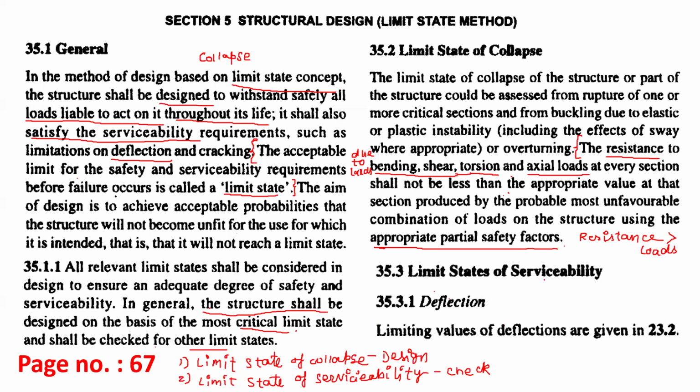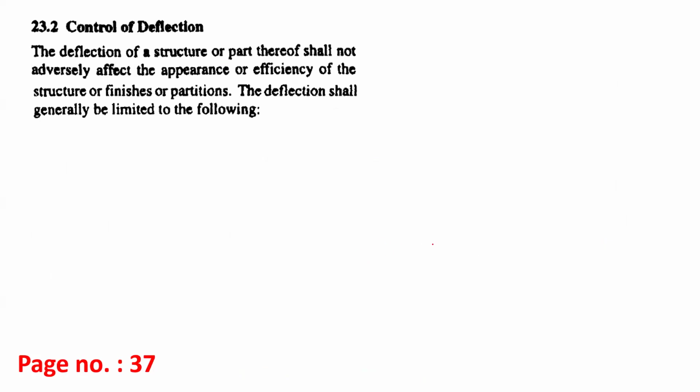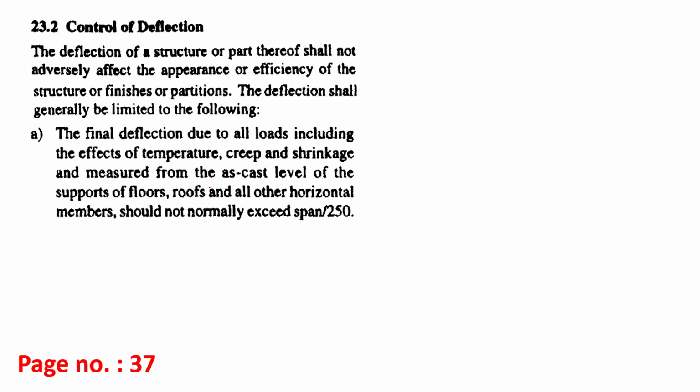Then we have second, I already mentioned, limit state of serviceability. And here we are mainly interested in deflection. Cracking also we are not going to consider. And these are given in clause number 23.2, which is given on page 37. So the deflection of a structure or part thereof shall not adversely affect the appearance or efficiency of the structure or finishes or partitions. The deflection generally be limited to the following. So two criteria are given. One is that the final deflection, from the as cast level of the supports of floors, roofs, and all other horizontal members, should not normally exceed span by 250.